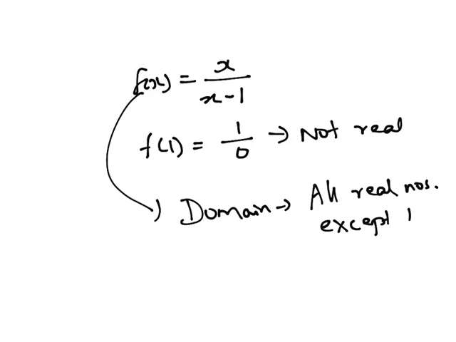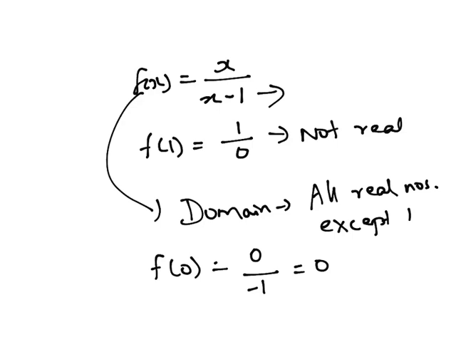You may ask me, sir, but is 0 part of the domain? Yes, definitely. Let me find f of 0. f of 0 is 0 upon minus 1, which is 0, again a real number. So 0 is part of the domain, but 1 is not, because it won't give you an output. 1 by 0 is not a real number. So how do I easily find out the domain? Very simple. Whenever you see a rational function, you first consider the denominator. What value should I put for x so that it becomes 0? Here I should put x as 1, so it means that 1 is not part of the domain.